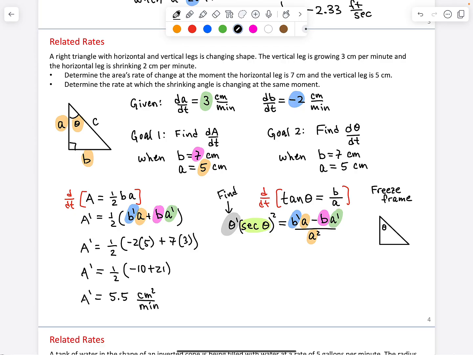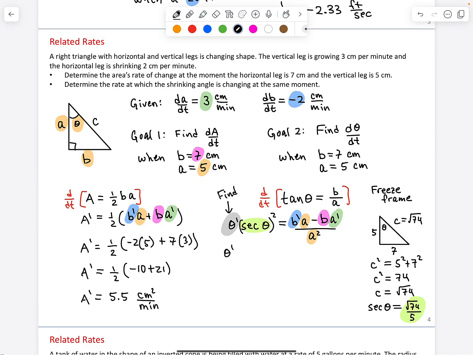We have theta, and the freeze frame is the moment when b is 7 and a is 5. I want to be able to use this as a reference triangle to figure out what secant of theta is. Well, the secant of theta is hypotenuse over adjacent, but the hypotenuse is not known yet. We can call it c. I know the 2 legs, so I can find c using Pythagorean theorem. C squared will be 5 squared plus 7 squared, so c squared will be 74. So at this moment in time, c is the square root of 74, which tells me that whatever theta is, the secant of theta will be hypotenuse over adjacent. So this value can go in for secant of theta.